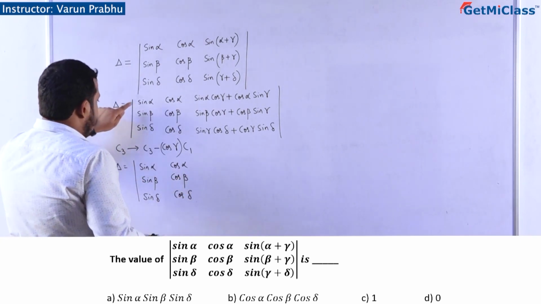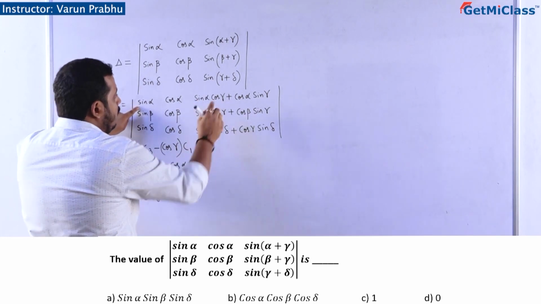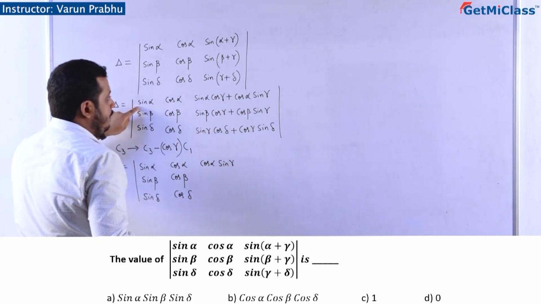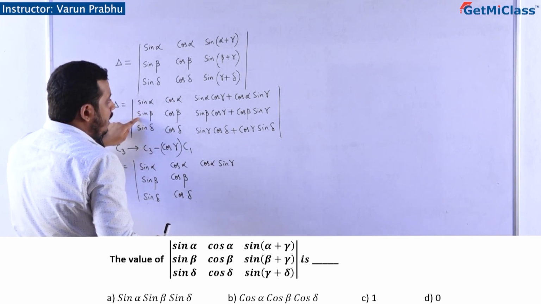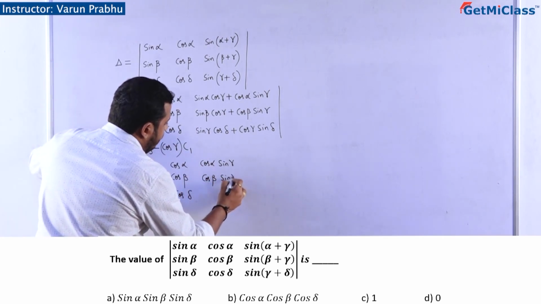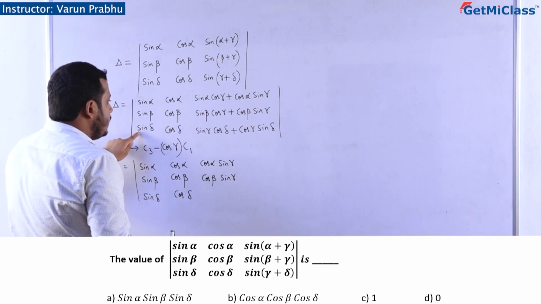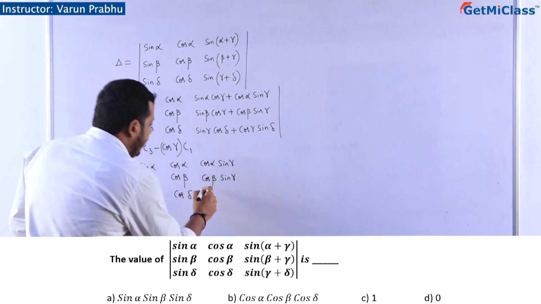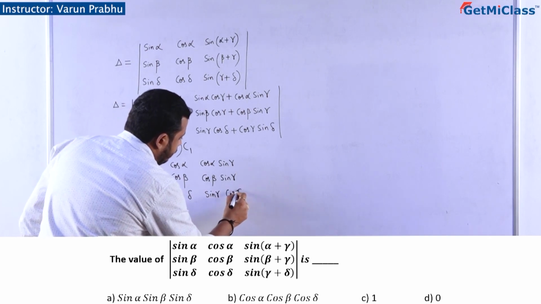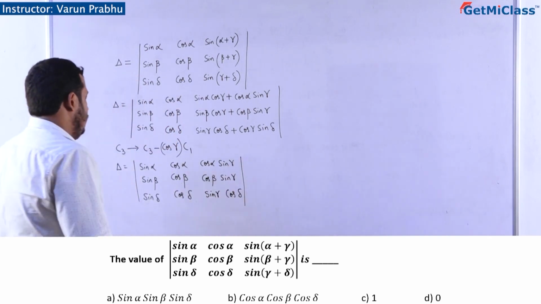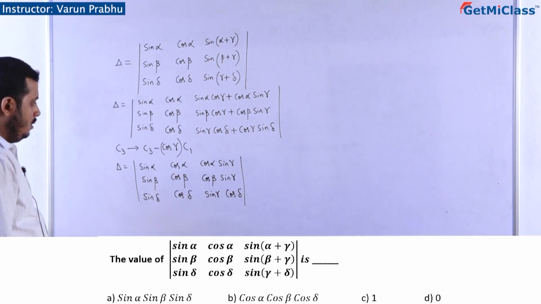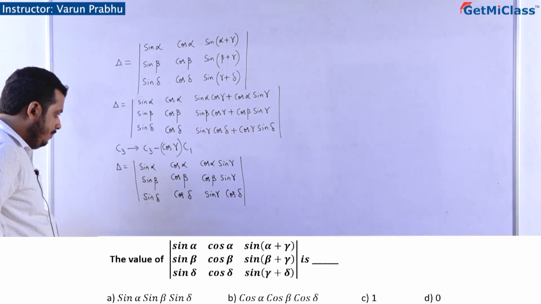Now sine alpha cos gamma will get cancelled, cos alpha sine gamma is left over. Sine beta cos gamma will get cancelled, cos beta sine gamma will be left over. Similarly, cos gamma sine delta will get cancelled, sine gamma cos delta is left over.